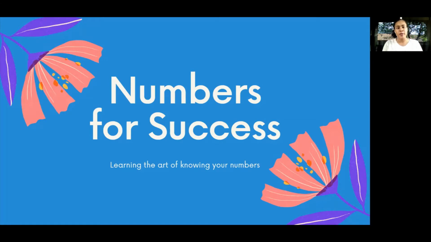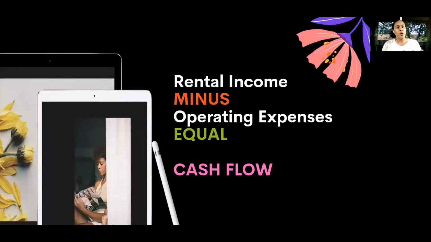What would your numbers be in this quick running of numbers to get to your cash flow? You would want to know rental income, the money that I'm getting in on a monthly basis, minus operating expenses, meaning what different expenditure do I have to give out for this particular property? And when you've done that calculation, that equals your cash flow.